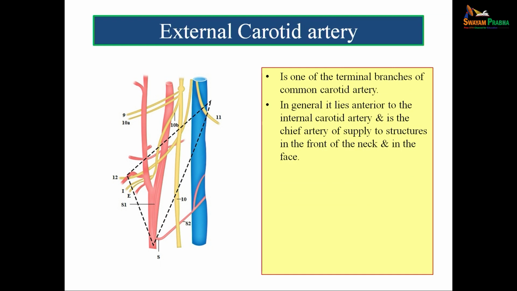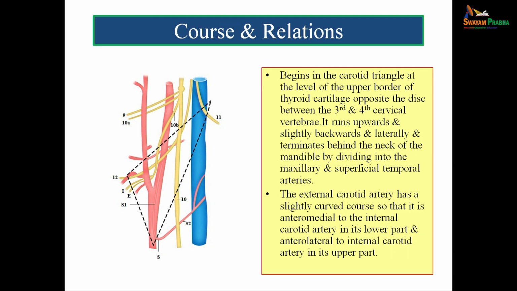External carotid artery is one of the terminal branches of common carotid artery. In general, it lies anterior to internal carotid artery and is the chief artery of supply to structures in front of the neck and in the face. So this is a very important artery, the external carotid artery. It begins in the upper border of thyroid cartilage, runs upwards and terminates behind the neck of mandible by dividing into terminal branches, and the terminal branches are superficial temporal going vertically upwards and maxillary going towards the maxilla.